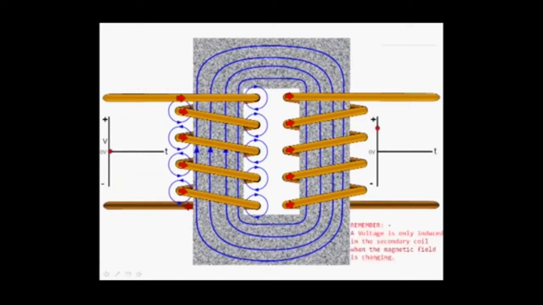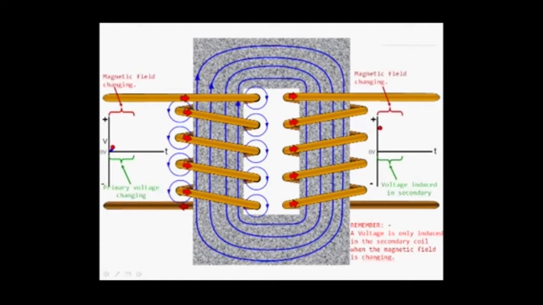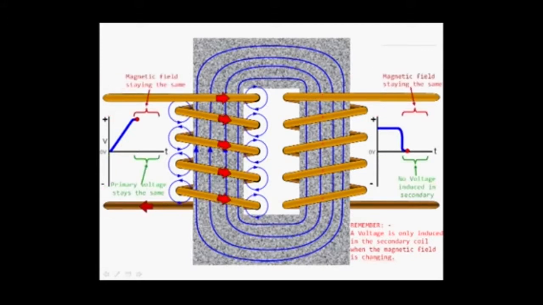The key thing is, a voltage is only induced in the secondary coil when the magnetic field is changing. So as long as the magnetic field is changing, we've got a voltage in the secondary coil. But once the magnetic field stays the same, there's no voltage induced. So just watch that again.